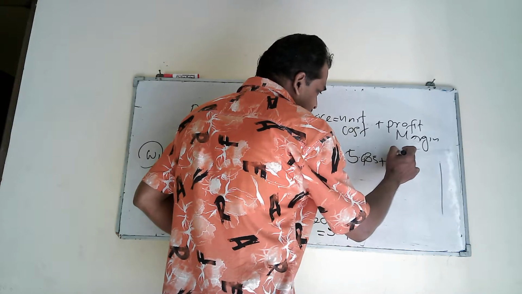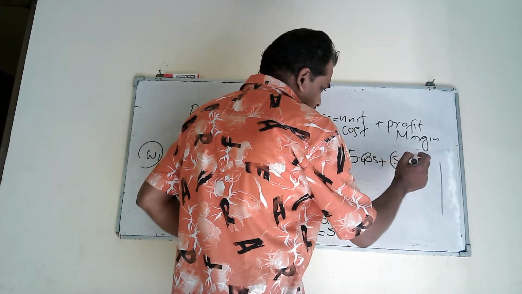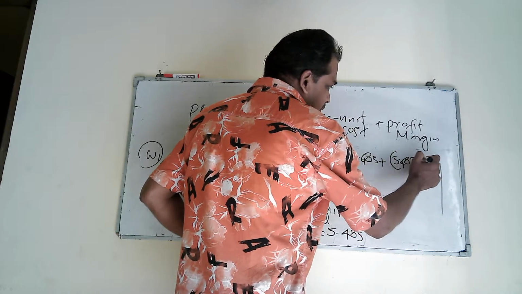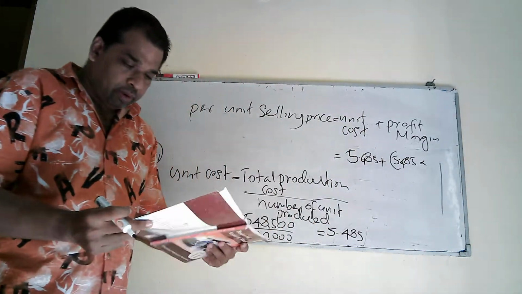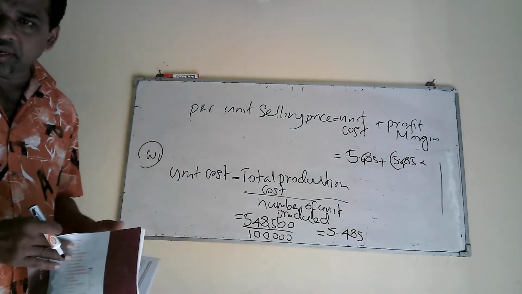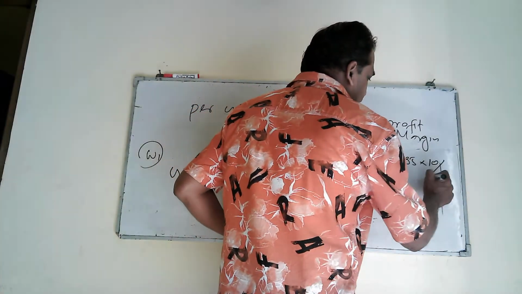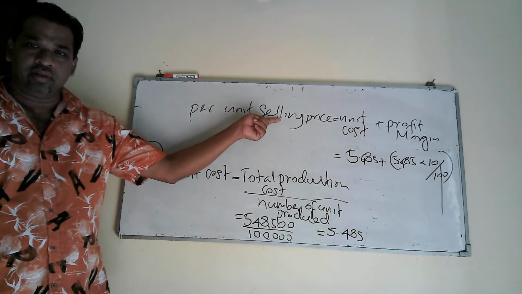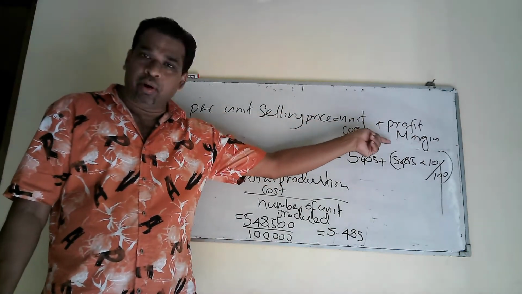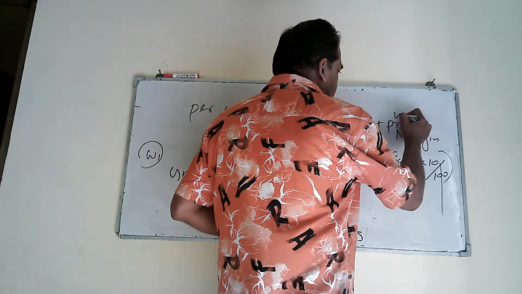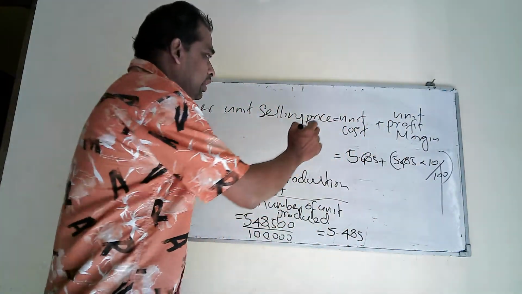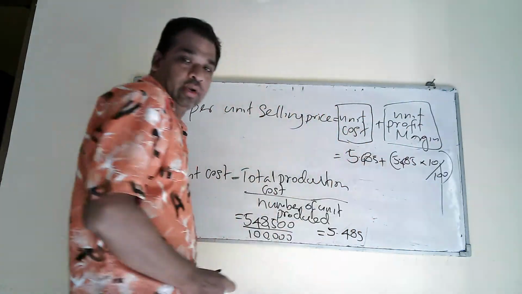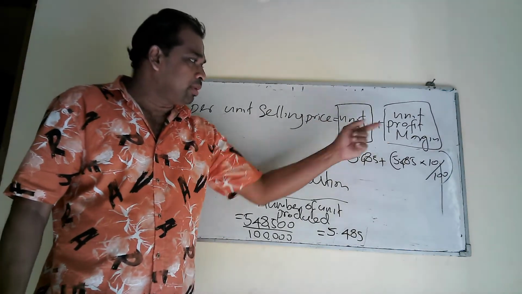Now you can calculate 5.485 plus 10% of it. They have mentioned in the question that the profit margin should be 10%. Then you take 10% from the cost. Here per unit selling price equals unit cost plus unit profit margin. We have taken the addition of two things: unit cost plus unit profit margin.